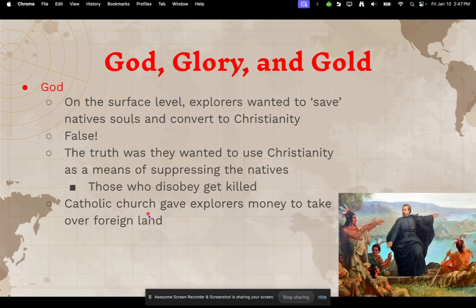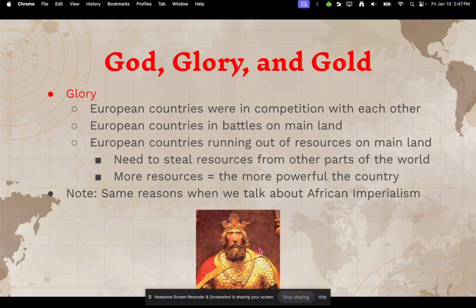So, God. On the surface level, explorers wanted to save native souls and convert them to Christianity. But this was all a cover. That was false. The truth was that they wanted to use Christianity as a means of suppression of the natives, because those who would deny or disobey the Christian rules would get killed. The Catholic Church also gave explorers money to take over foreign lands.